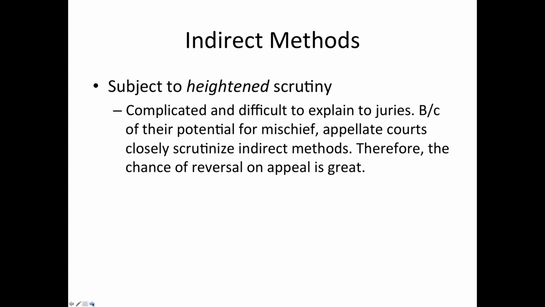Now, the indirect method is subject to heightened scrutiny. It's complicated and difficult to explain to juries, and because of their potential for mischief, appellate courts closely scrutinize indirect methods. So the chance of reversal on appeal is great. As you can imagine, an indirect method case is not the most appetizing case for the government to bring in a criminal prosecution. Therefore, they tend not to prosecute these types of cases.